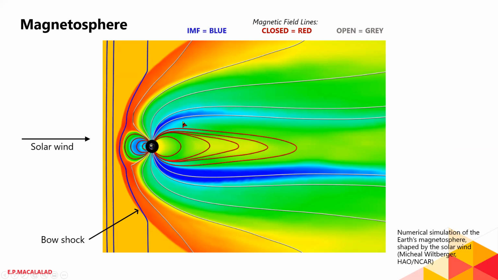So in other words, this bow shock is the interface between interplanetary space, or the IMF, and the region where the Earth's magnetic field is more influential. It has a bigger influence in this region. So it's like this bow shock is the interface between these two.